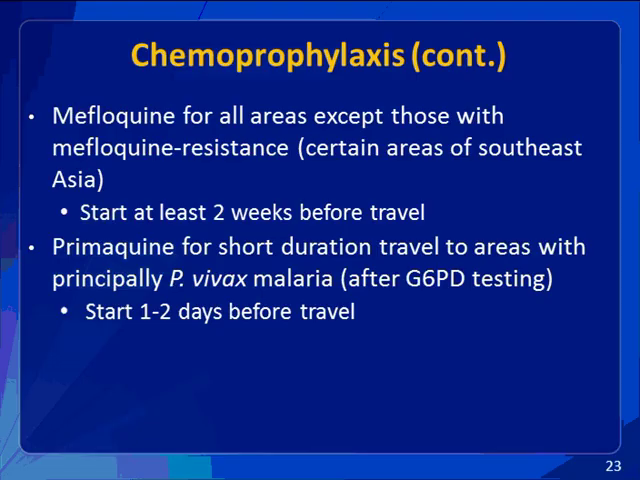Primaquine is a good option for short trips to destinations with predominantly P. vivax infection, mostly found in Central American countries. It should not be given to patients with G6PD deficiency, so G6PD testing is necessary. Primaquine should be started 1 to 2 days before travel.